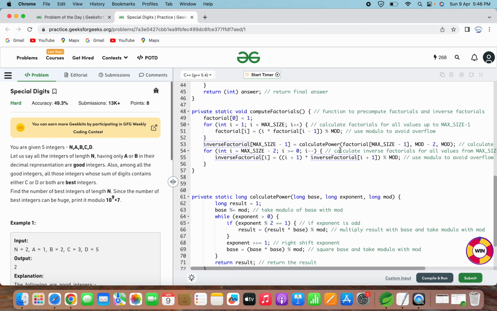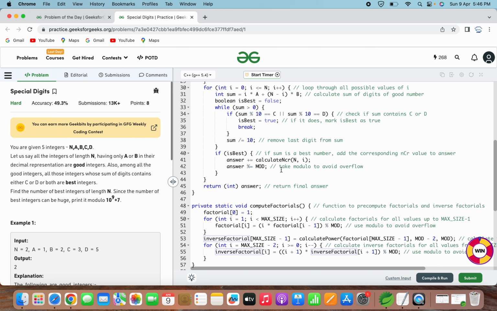So if you try to find the inverse of n factorial, it will be n factorial to the power minus 1, which is equal to n factorial to the power of m minus 2 modulo m. Using this we have calculated the inverse. This gives a more efficient way of calculating the inverse of a factorial. When we get the inverse of the factorial, instead of dividing, we can just multiply it with a number. Using this approach we have calculated nCr, and whatever value we get in the answer, we take the modulus using mod.